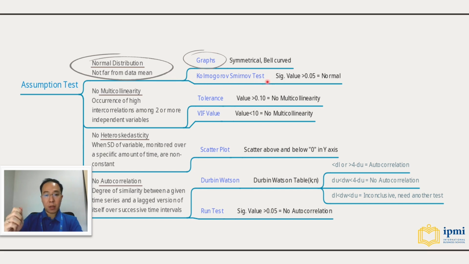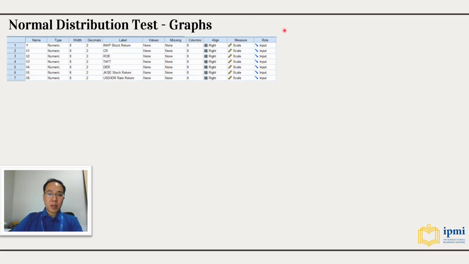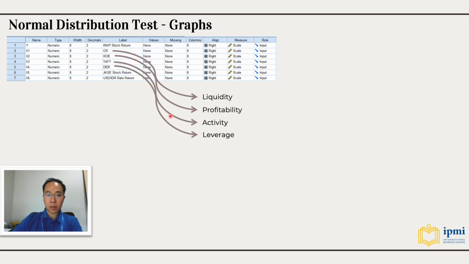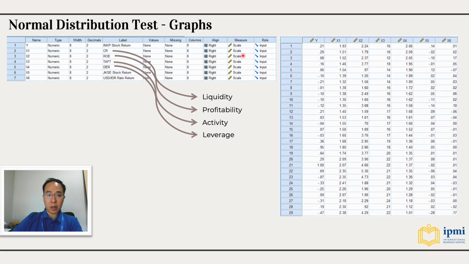Normal distribution is to ensure the data is not far from the data average, not far from the data mean. From the SPSS software, put in all the 7 variables: one dependent variable and 6 independent variables. Remember, 4 are taken from the financial ratios, and ensure that in the Measure column you click on Scale for all of them. There are 40 rows of data and 7 columns generated, one for each variable.